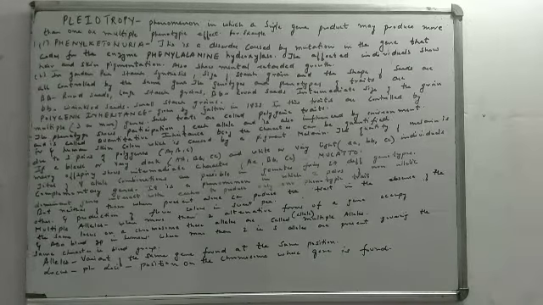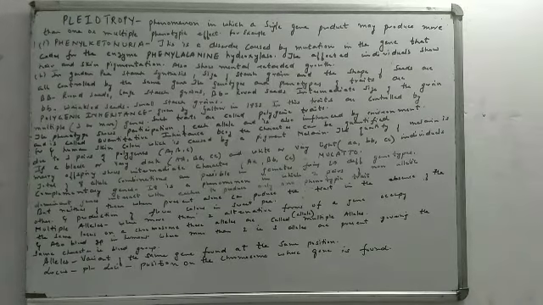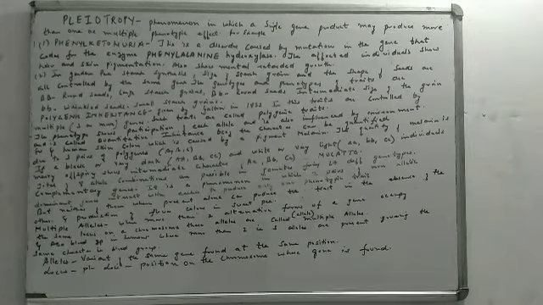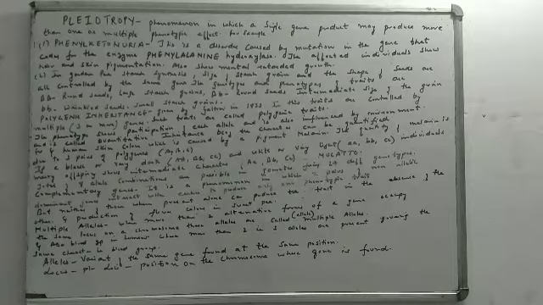The first term which I am taking up in this video is pleiotropy. What is it? Pleiotropy, P-L-E-I-O-T-R-O-P-Y. So a new term which we are taking up is pleiotropy. What is pleiotropy? A phenomenon in which a single gene product may produce more than one or multiple phenotypic effects.